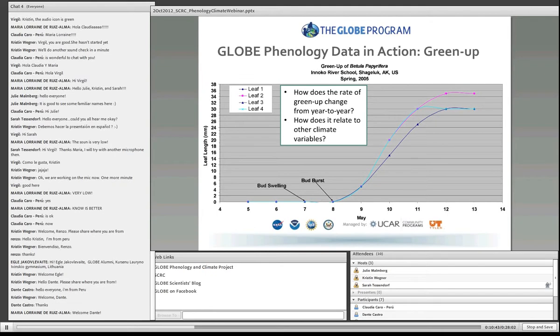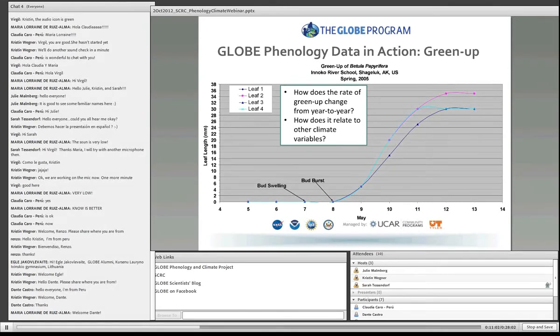So this is just one season's worth of budburst and green up data throughout the month of May. You can see the date of May 8th was when budburst occurred, and then from there on out, 4 different leaves were measured as the protocol dictates. And you can see those curves for the rate of growth of those different 4 leaves.